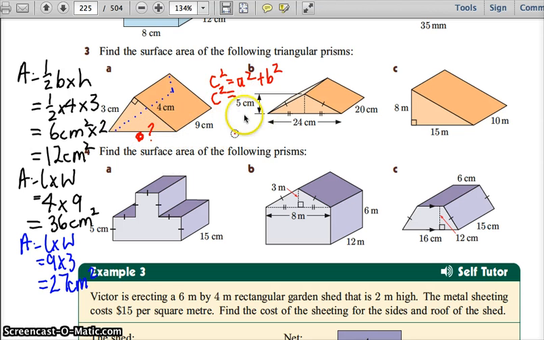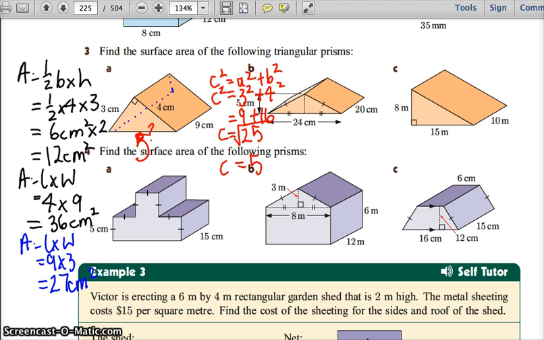I'm going to do this process quick because we would have done it. 3 squared plus 4 squared gives you 9 plus 16, yeah? Gives you 25. Square root of that gives you 5. It's now known. It's 5 centimetres. Yeah, you did it.